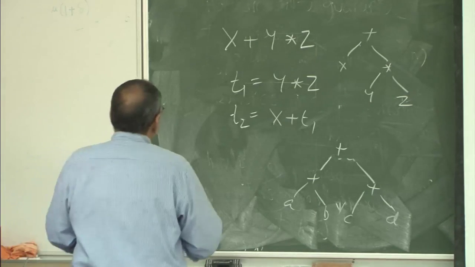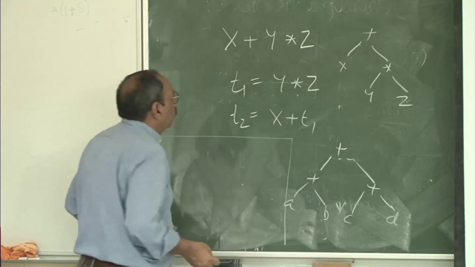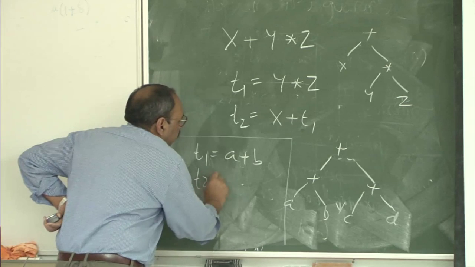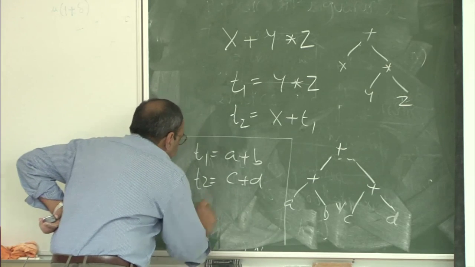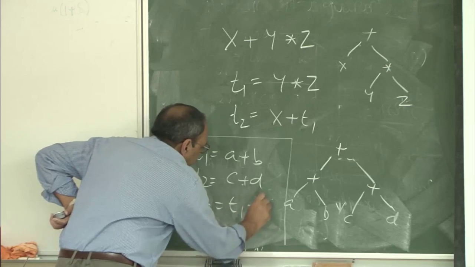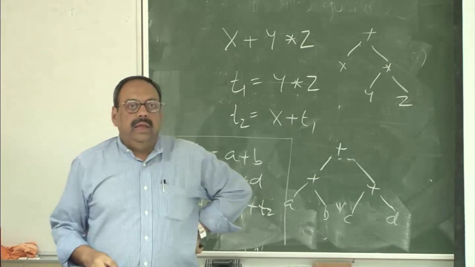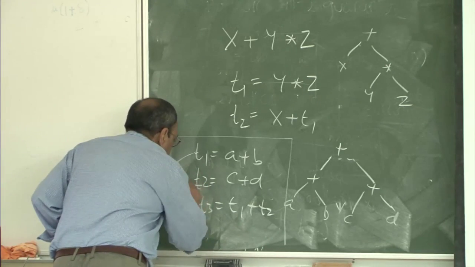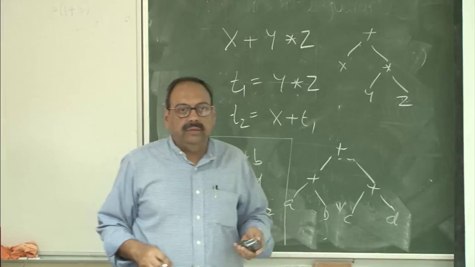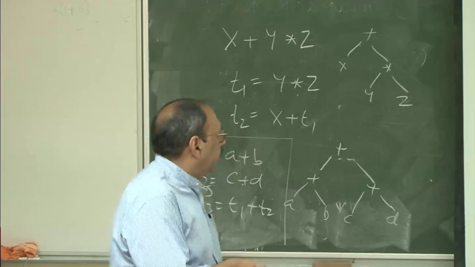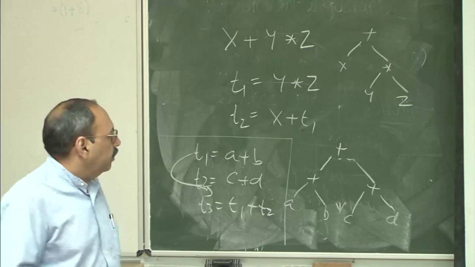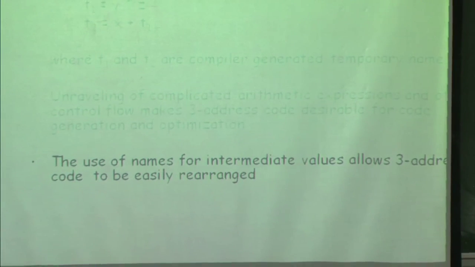As opposed to that, imagine that I have three address code. Now how will it look? It may look something like this: T1 is assigned A plus B and T2 is assigned C plus D. And then I may say T3 is assigned T1 plus T2. Now I want to do the same transformation. What will I do? I'll just reorder them; just take it here, and I'm done. So this textual transformation is going to be a lot easier on three address code as compared to abstract syntax trees. So the use of names and intermediate values allows three address code to be easily rearranged.